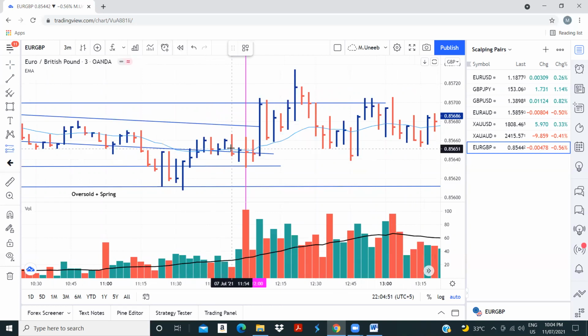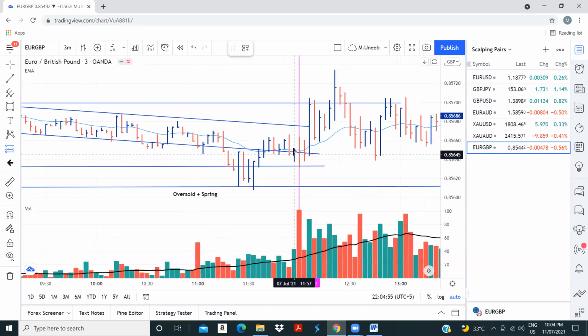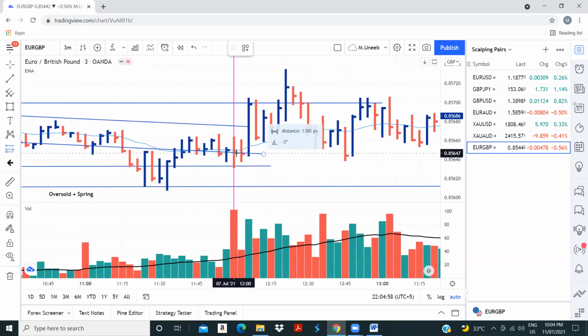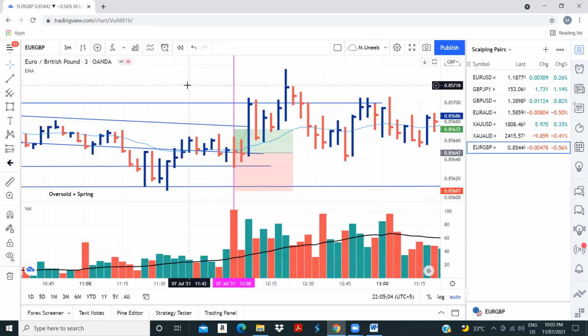Before London Open you would have identified all the structure, right? So at London Open you can directly enter. Yes, you can enter at London Open. Where is your stop? My stop loss would be here, just below. I think it's too big. It's too big, isn't it?